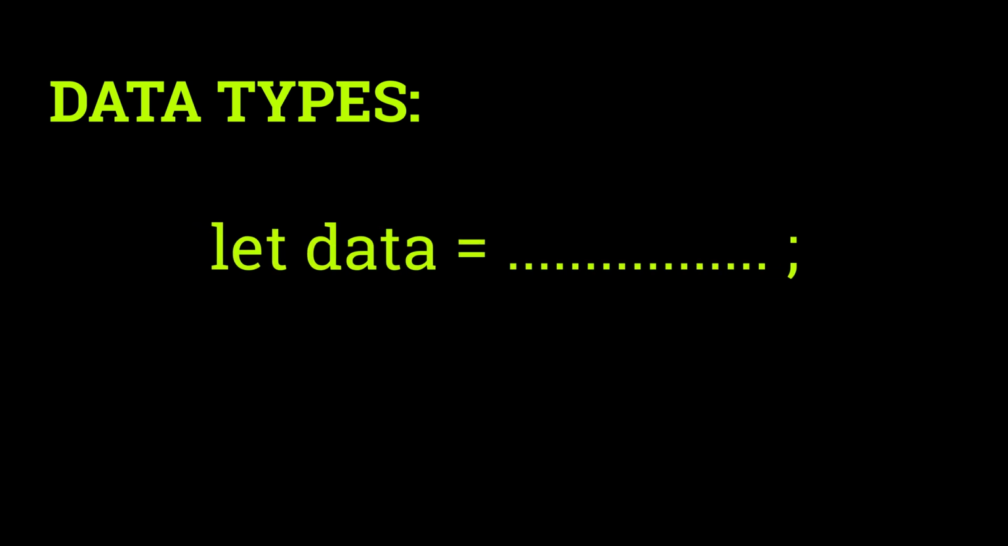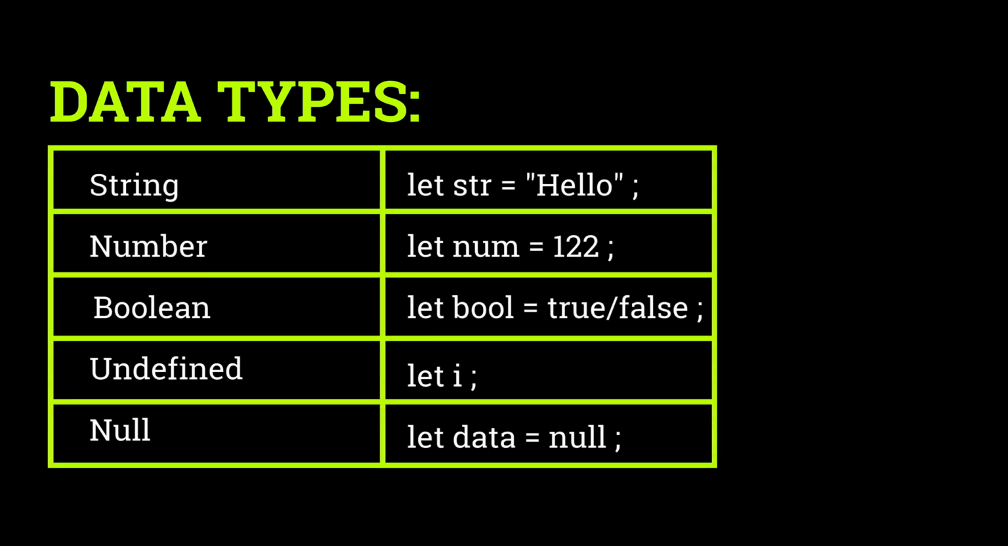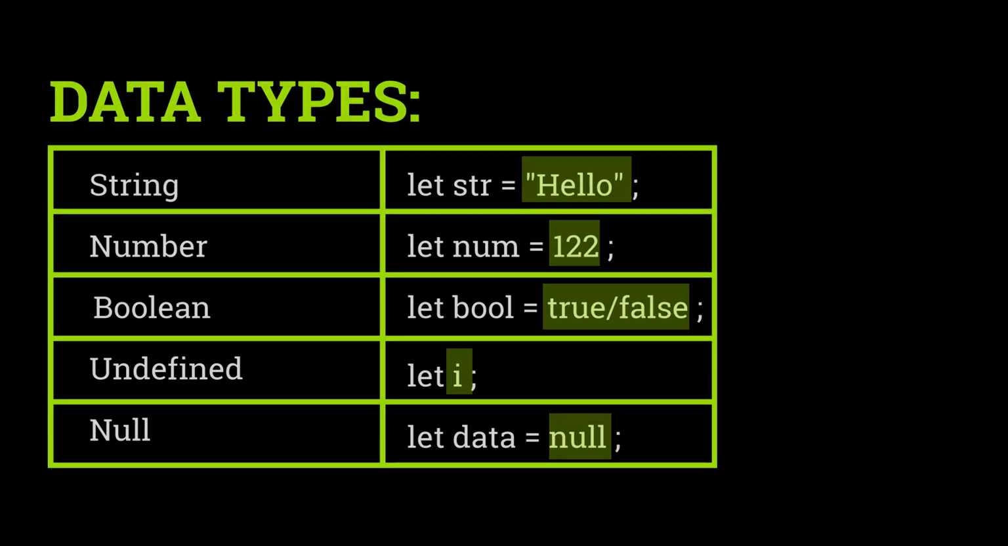Now, let's talk about data types, the type of information a variable holds. The main data types are string, text, wrapped in quotes; number, numeric values; boolean, only true or false; undefined, a variable that has been declared but not yet assigned a value; null, explicitly empty, like saying there's nothing here.